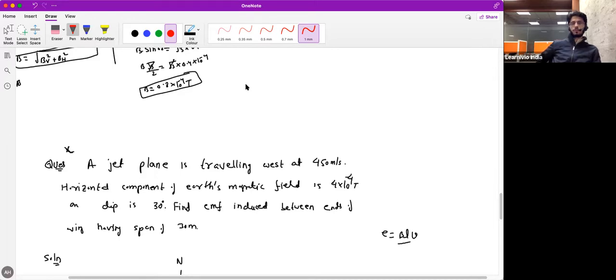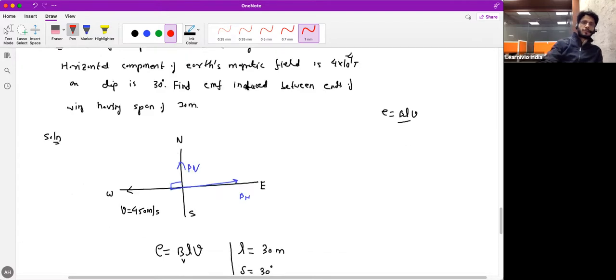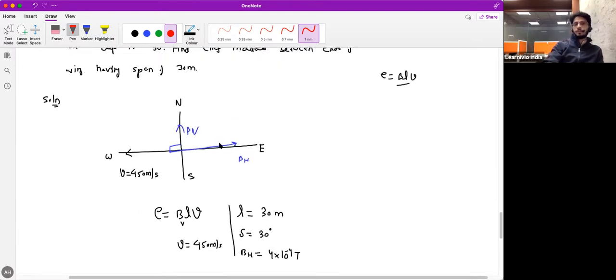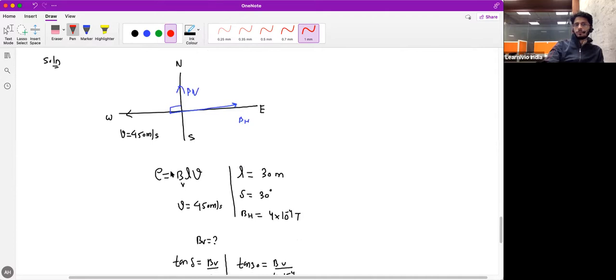Yes, Abdullah. If it is going west, then it is perpendicular to which component, horizontal or vertical? Vertical. See, here this is the plane. It's going towards west. So it's parallel to the horizontal component because horizontal component is along east-west. The vertical component is along north-south. So you can get induced EMF, right? It's BLV.